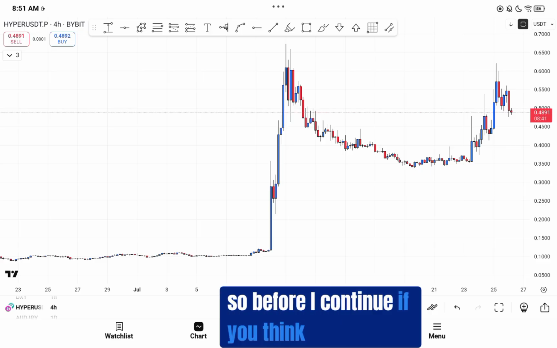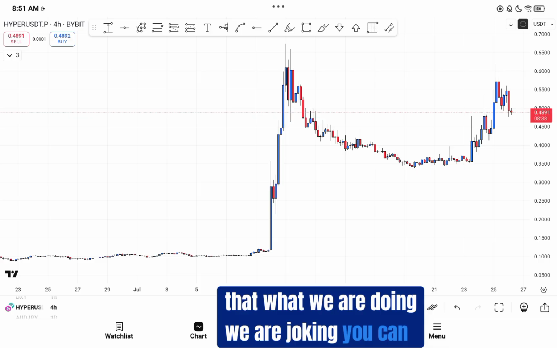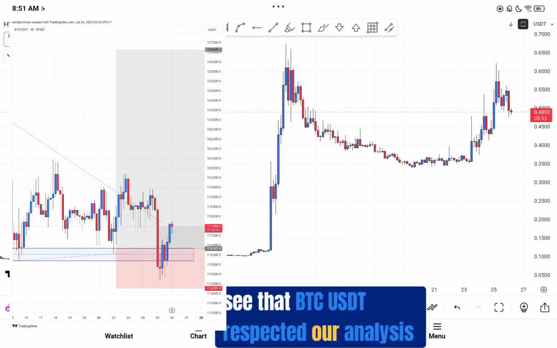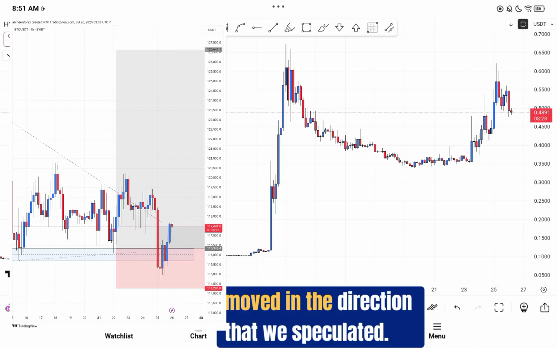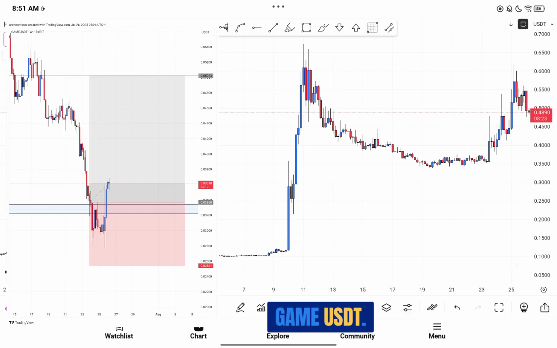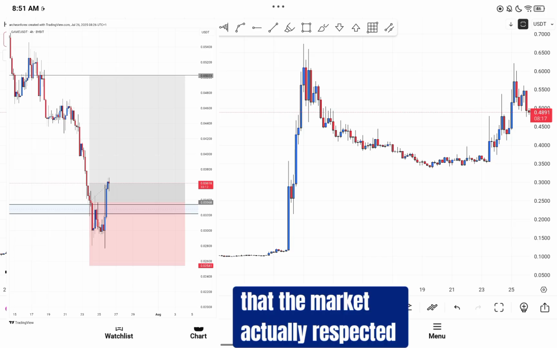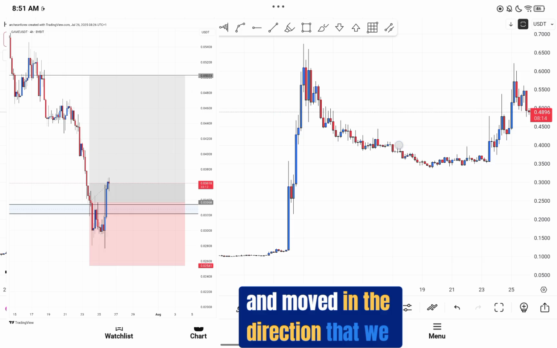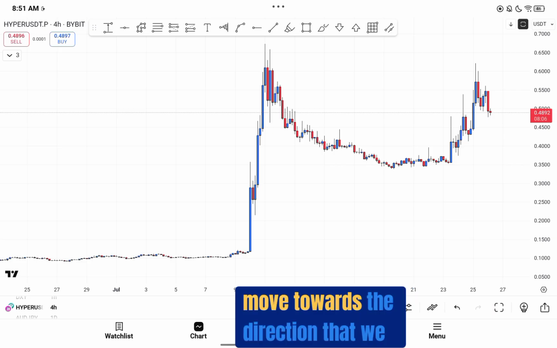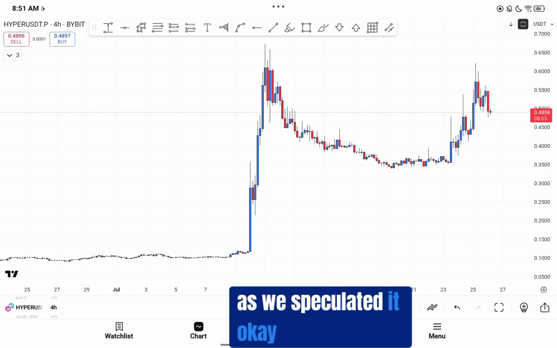So before I continue, if you think that what we are doing, we are joking, you can see on my screen right here, that's our previous analysis on BTC USDT, and you can see that BTC USDT respected our analysis and moved in the direction that we speculated. And you can also see on my screen another analysis that I did on GAME USDT, and you can see that the market actually respected what we speculated and moved in the direction that we expected the market to move. But those trades are yet to hit take profit target. But the thing there is that it moved towards the direction that we speculated, just as we speculated it.